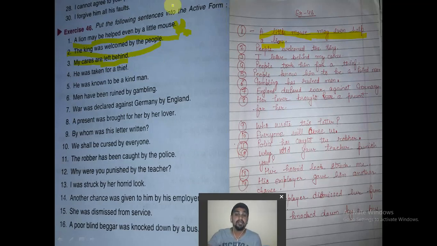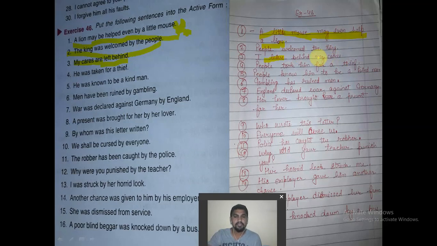Okay, how are we going to write that? You see, we have to apply the subject by ourselves in this case, because we are talking about our own cares. So simply I would be the subject. Then we have to look for the first form of verb, because in the present indefinite we are using the first form of verb. Left is the third form of verb, then leave would be the first form of verb. Okay, I leave behind my cares.